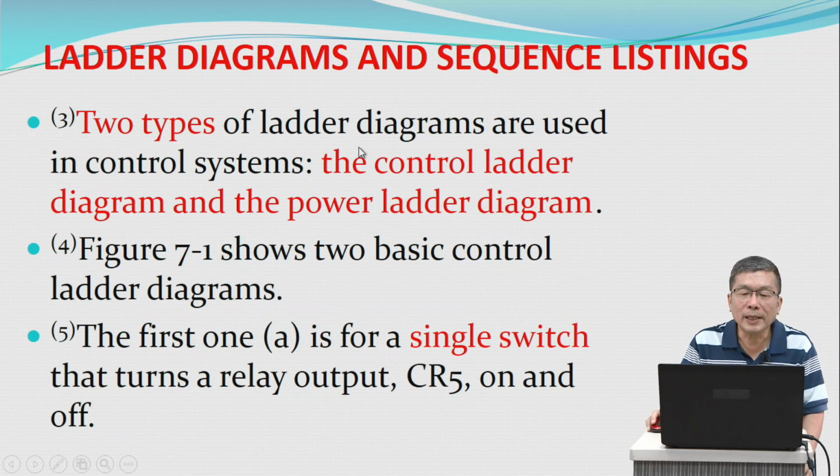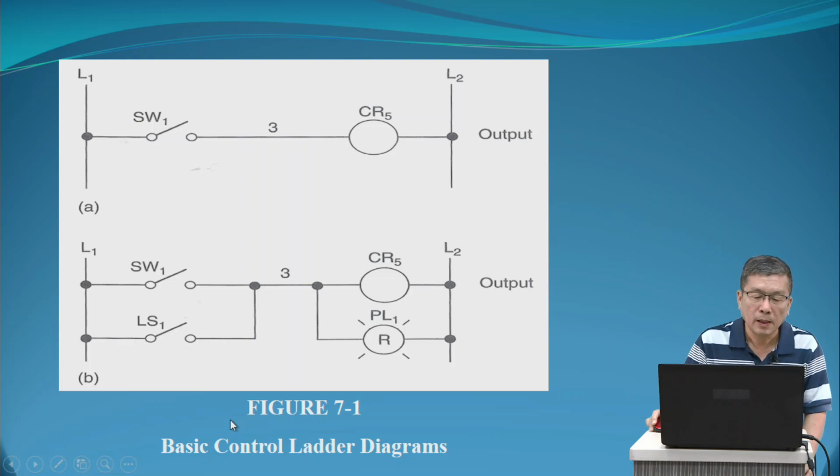Two types of ladder diagrams are used in control systems: the control ladder diagram and the power ladder diagram. Figure 7.1 shows two basic control ladder diagrams. The first one is a single switch that turns a relay output, control relay CR1, on and off. This picture shows the basic control ladder diagram.